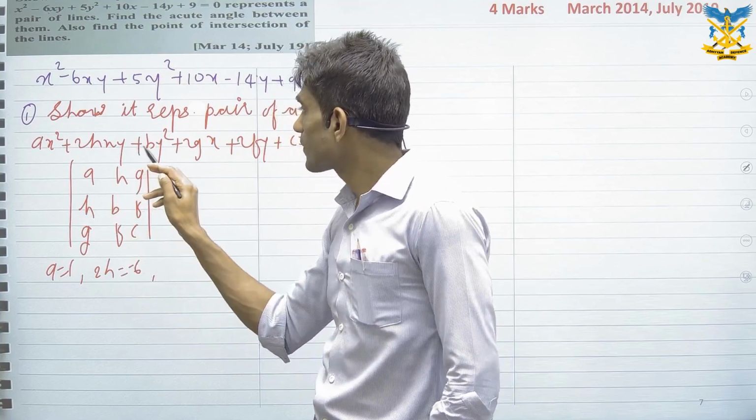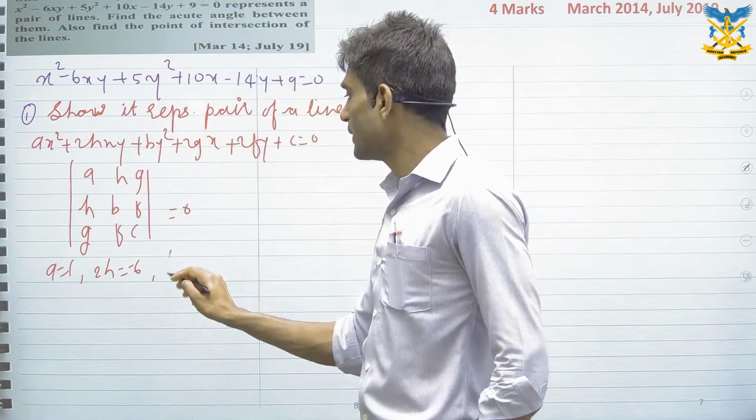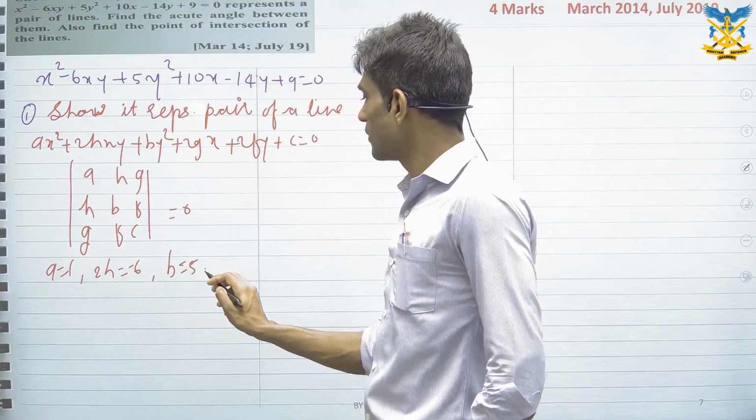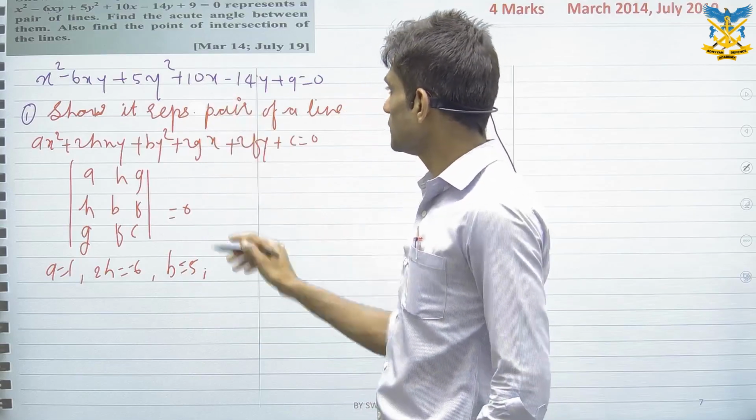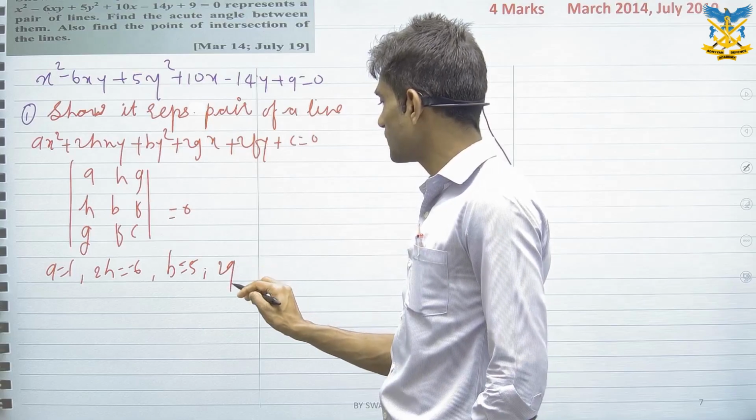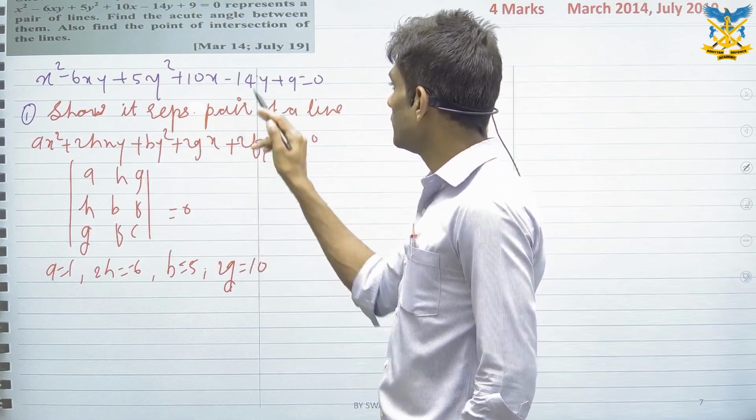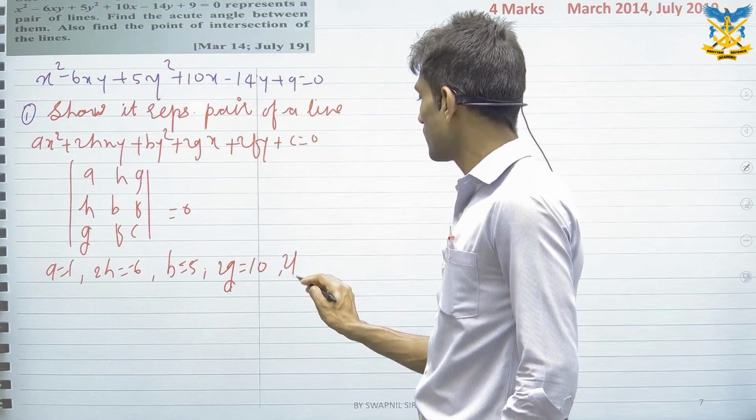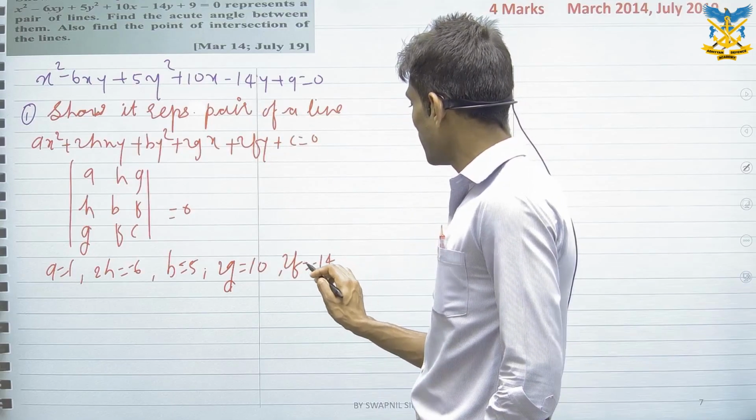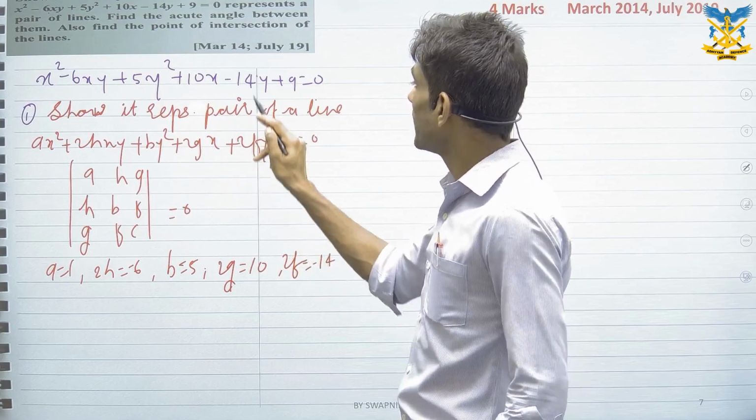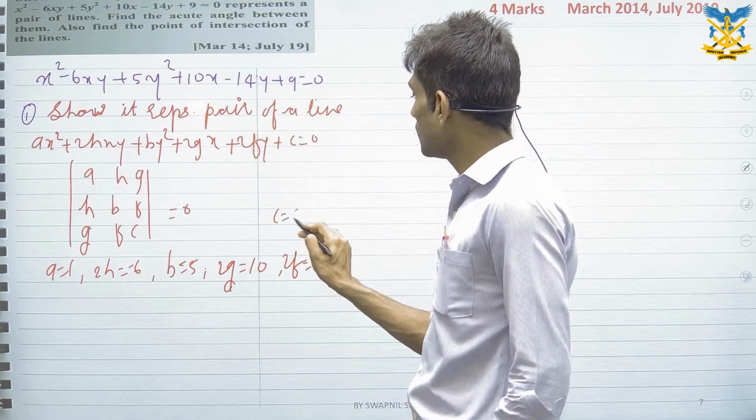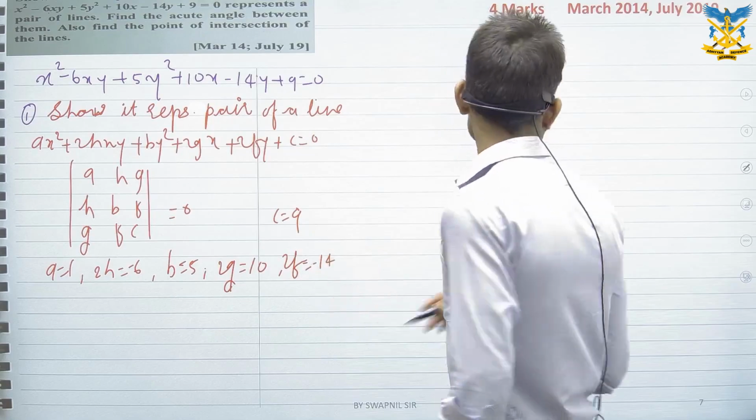Next, by square is equal to 5y square, so b is equal to 5. Next, twice of gx is equal to 10x, that means twice of g is equal to 10. 2f is equal to minus 14, and c is equal to 9. These are all the values we know here.